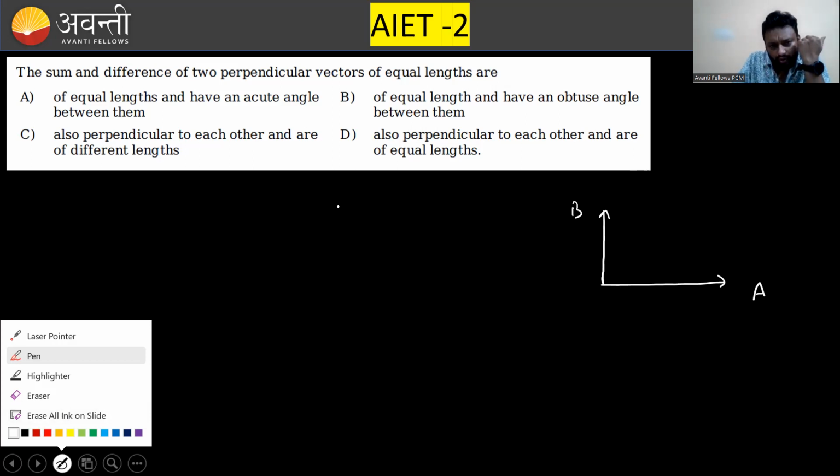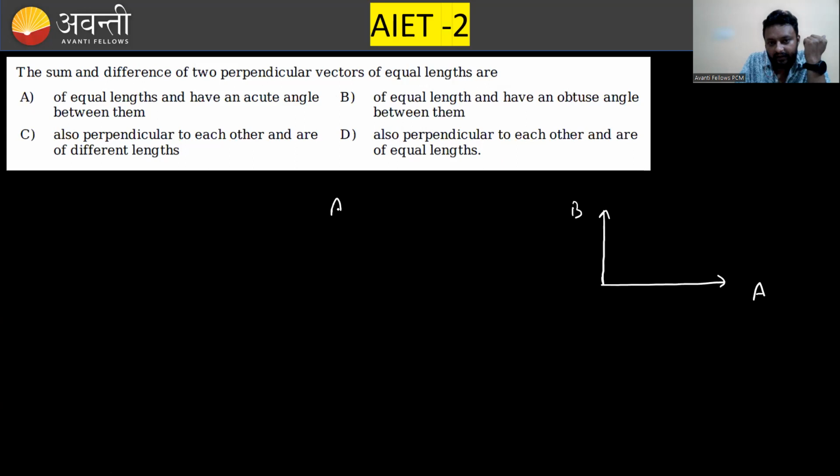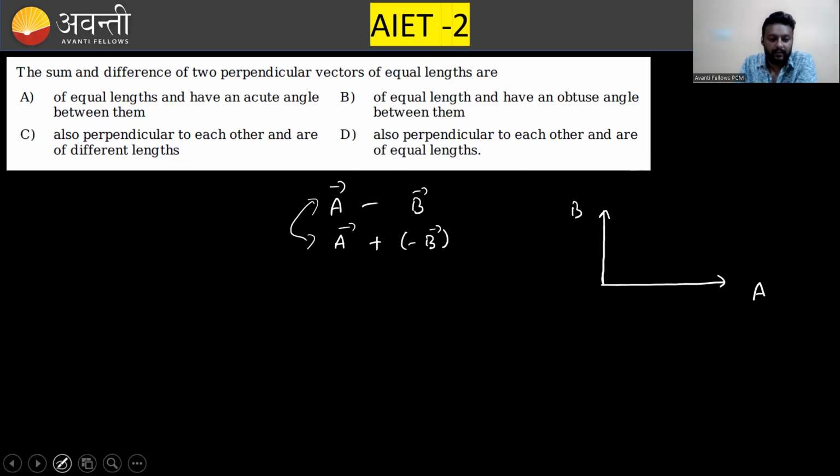you should know that if I want to subtract these two vectors, that is A minus B, then you will add vector A and minus B vector. This is the way you subtract vectors, because you are just adding the vectors with the direction reversed, because these two statements are identical. So if I reverse the direction of B, it will become something like that. Can you see that?